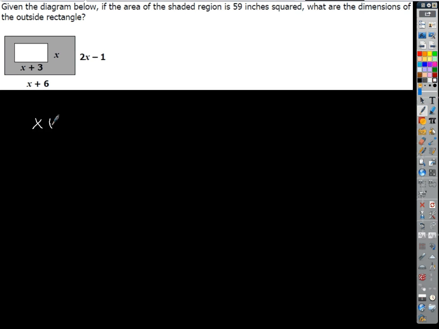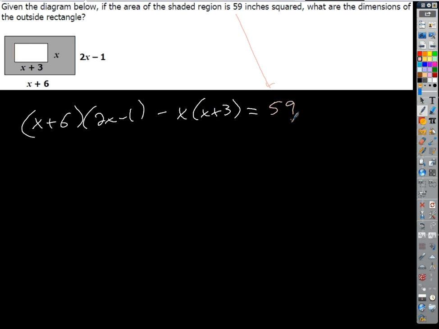X plus 6 times 2x minus 1. Everybody agree that's the large area? Okay. Minus the small area, x plus 3 times x, equals 59, right? Okay, that's no big deal. We can do that. I tell you what, do you think you would want to do this one, or are you okay just knowing that we could expand this out? I'm okay just knowing that we could.